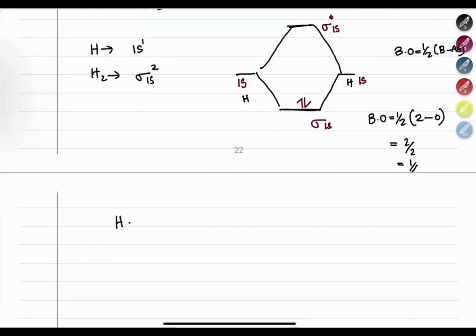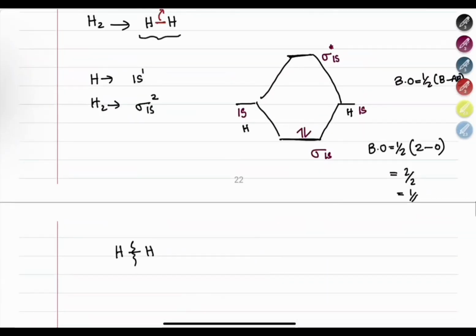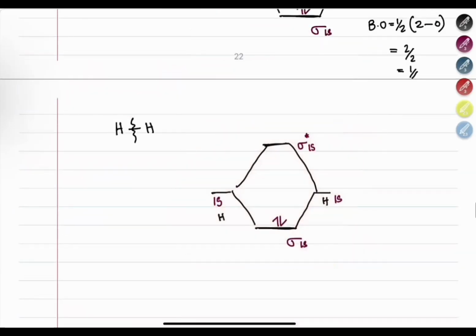Suppose we need to break the sigma bond between these 2 hydrogens. What do we have to do? To break the sigma bond between these 2 hydrogens, we can put 2 electrons in the sigma star orbital. In that case, what will happen? Here, again we'll find the bond order. Here the bond order equals half into number of bonding electrons, that is 2 electrons, minus number of anti-bonding electrons. Here now 2 electrons are there in anti-bonding. So 2 minus 2, it is 0. So bond order will be 0. That means this bond between both hydrogens has broken now.